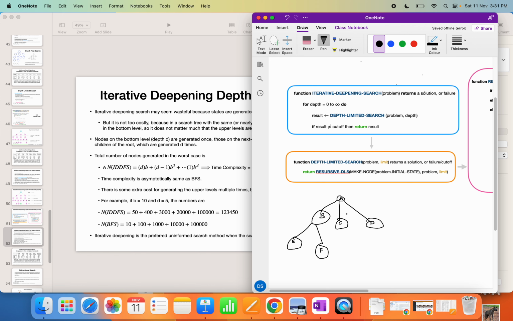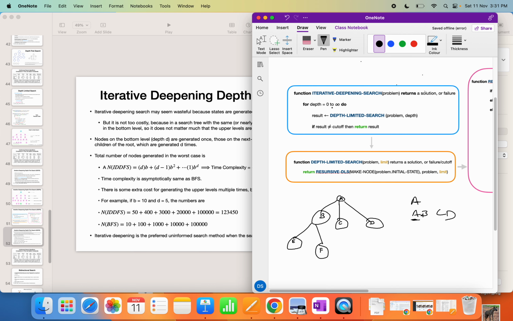So as you can see, in iterative deepening DFS, we start with A, when the limit is 0. This for loop runs from depth value 0. When depth is 0, we have only the A node generated. When depth is 1, it generates A, B, C, D. So this A node is being generated once again.